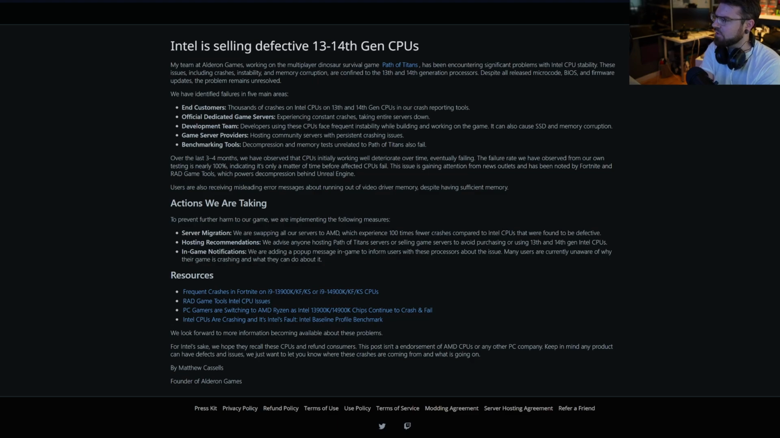Decompression and memory tests unrelated to Path of Titans also fail. Over the last 3 or 4 months, we have observed that CPUs initially working well deteriorate over time, eventually failing. The failure rate we have observed from our own testing is nearly 100%.